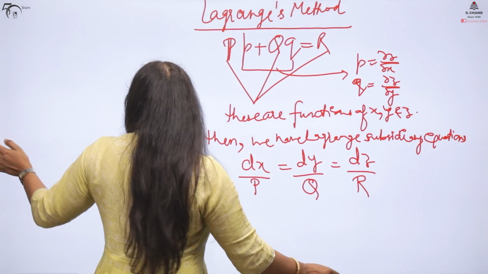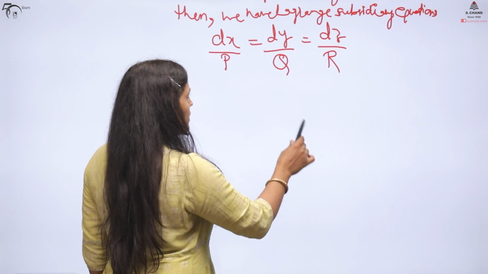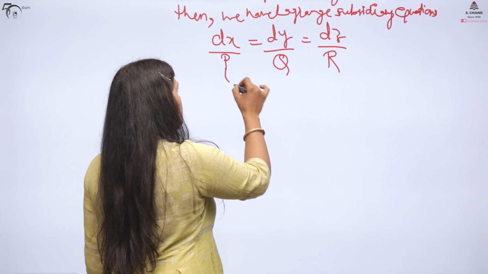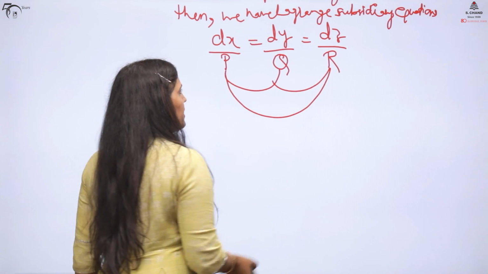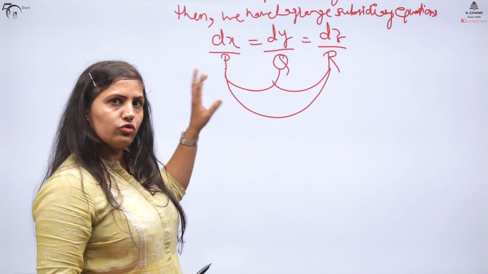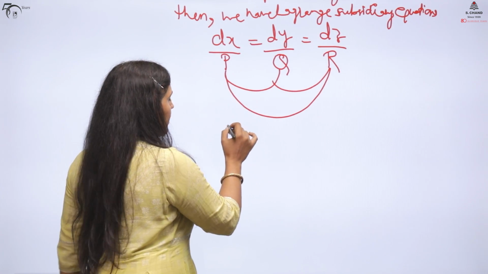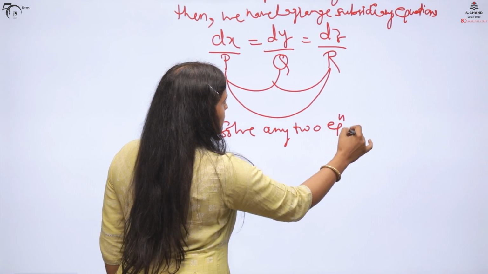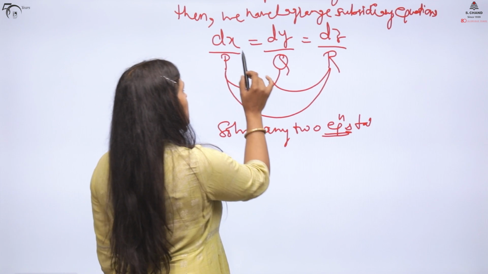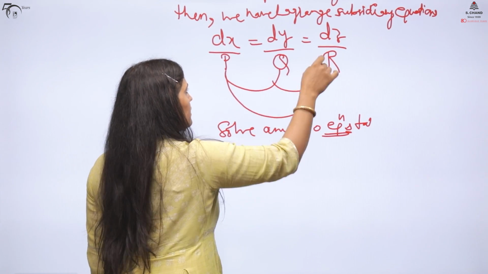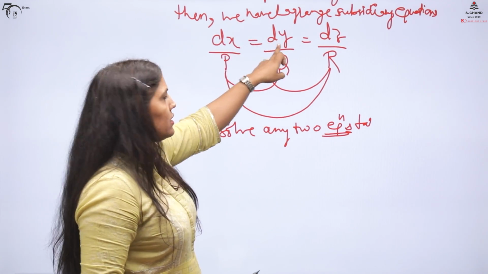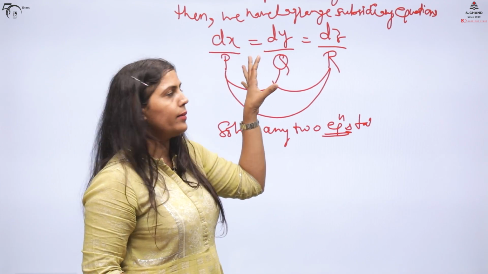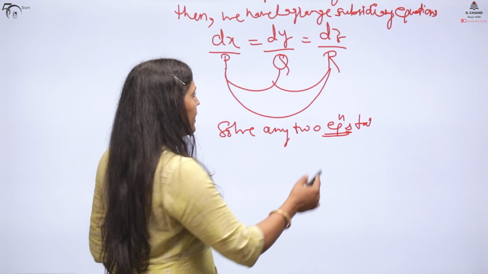Now what will you do after this? You will take up two out of these three equations. It means you have three combinations, three options, and out of these you will take any two and solve them, taking two at a time. If you are taking the first and second, the equation should be solvable for x and y. If you are taking y and z, it should be solvable for y and z. You take them conveniently, and after doing this you will get two constants.